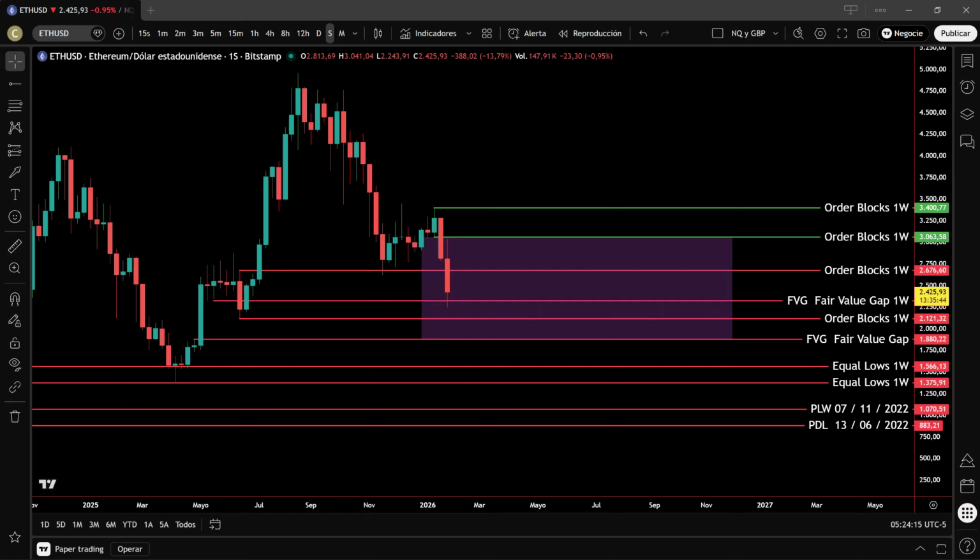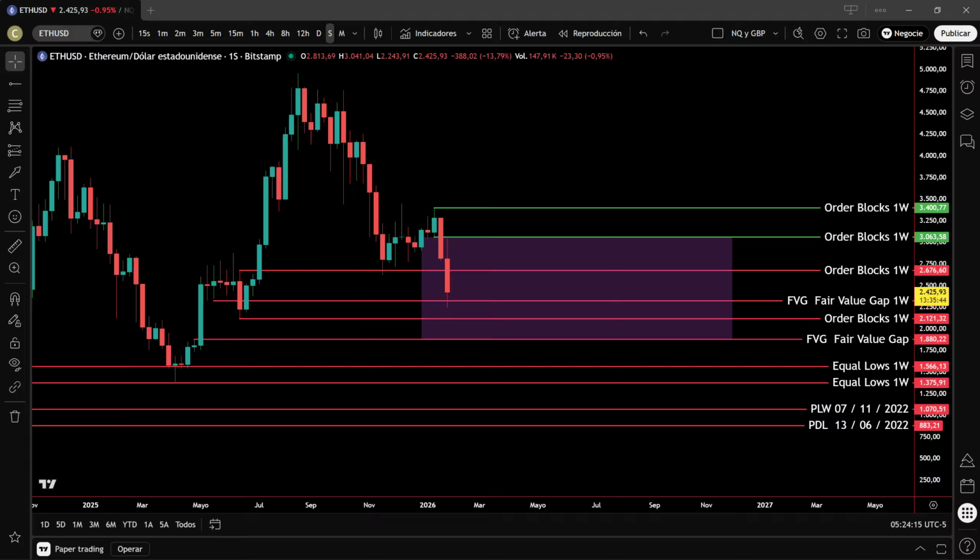A critical point we must highlight is the area shaded in purple, which represents a support zone of high institutional importance. This area is not accidental. There is a powerful technical confluence between a large-scale fair value gap and several weekly order blocks situated between the $1,880 and $2,676 levels. This combination acts as a liquidity magnet where price typically finds a strong base of buyers.